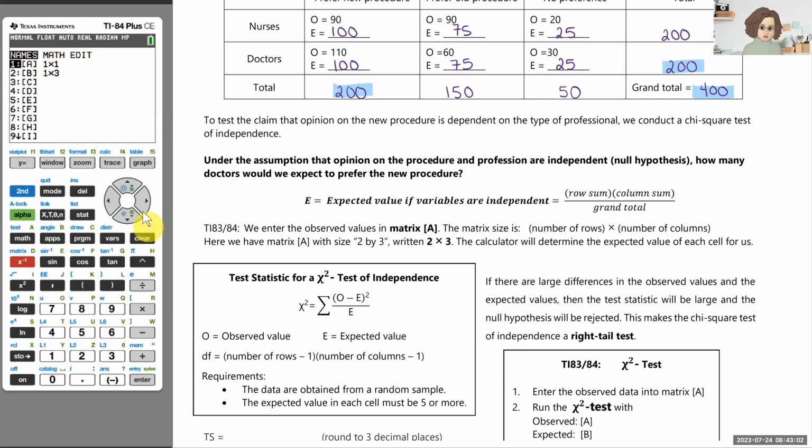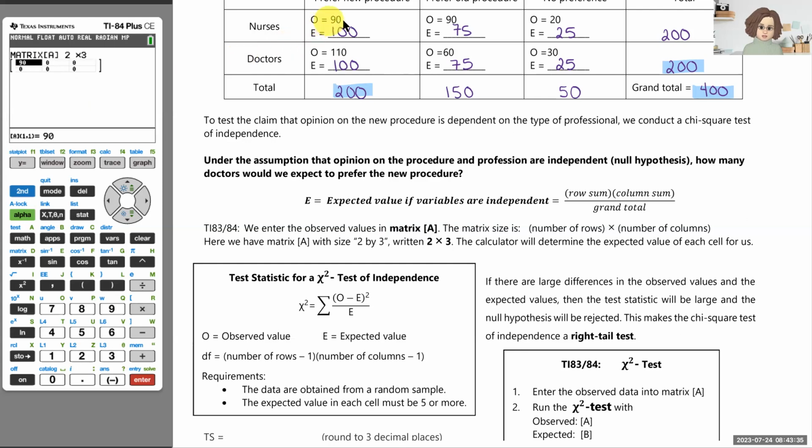So you're going to have to come over to Edit, hit Enter there, and we have to tell the calculator the size of our matrix. Size is determined by how many rows of data we have. We have 2 rows, and we have 3 columns of observed data. So it's called a 2 by 3 matrix. I'm going to enter 2, hit enter, 3, hit enter, and then you're going to see your matrix.